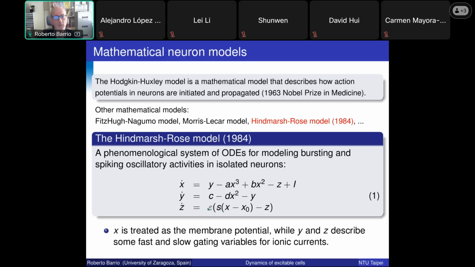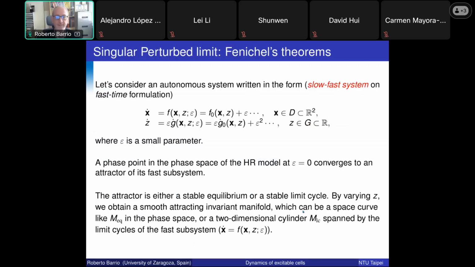We have a slow parameter, epsilon, a small parameter. So we have a typical fast-slow system. A key point in this case is that the situation is like this.